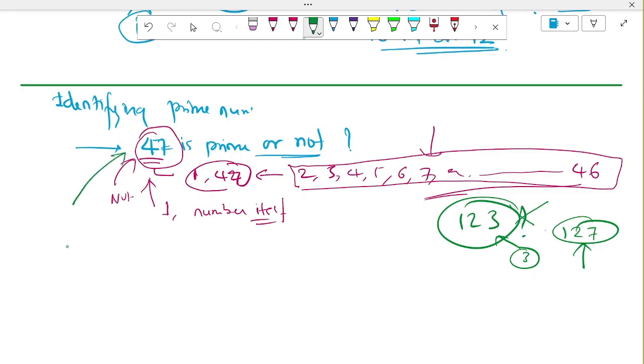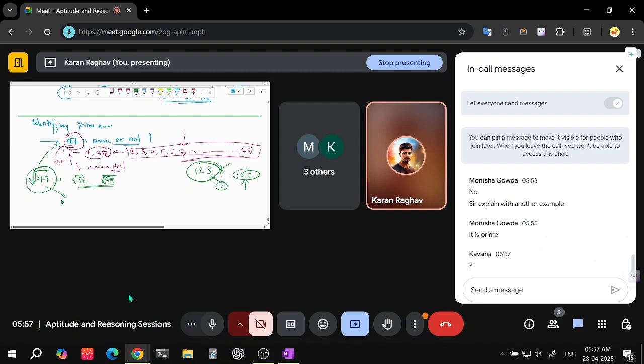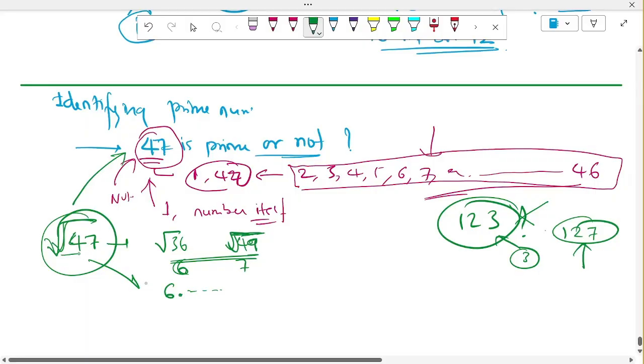What we will do is, we will try to find the square root of 47. You cannot find the square root of 47 that easily, but you can find the nearby value. I know the square root of 36, I know the square root of 49. So the square root of 47 is lying in between what? Yes, it is lying somewhere between 6 and 7. So the square root of 47 is 6 point something.